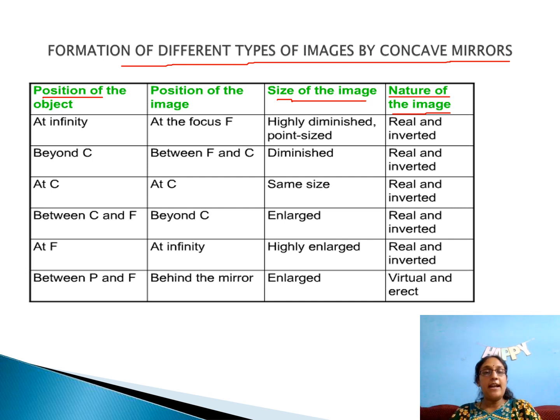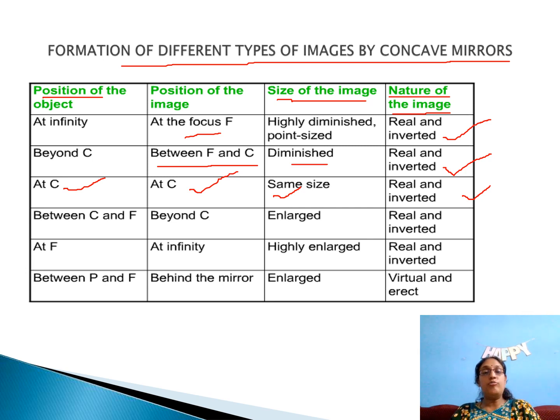Okay. So what happened? You keep the object at infinity, case 1, and you get the image at focus. Next, it is highly diminished, point sized. Next, what is the nature of the image? It is real and inverted. Next, when you keep it behind C, what happens? Your image is in between F and C and it is diminished. So the nature of the image will be real and inverted. Next, the object is placed at the position C. The image is also formed at C. So this is the same size and it is also real and inverted.